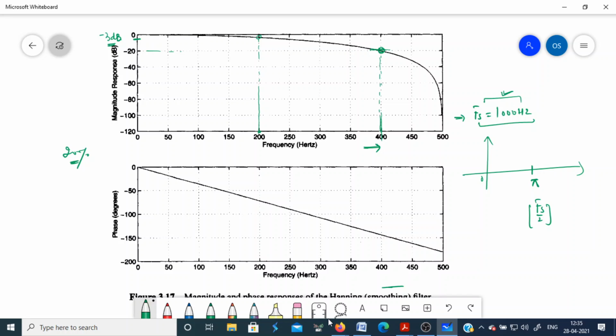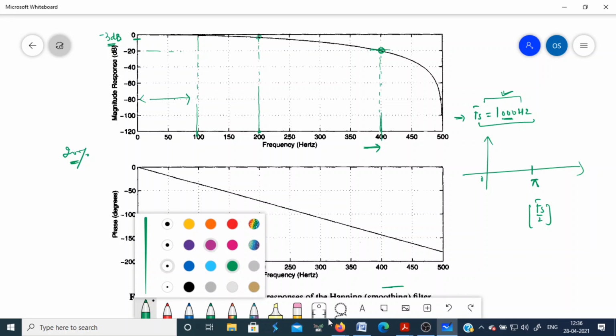But since ECG has frequency up to 100 hertz only, the clinical bandwidth is up to 100 hertz. It means all the frequencies are basically passed without much attenuation. So this is not at a sampling rate of 100 hertz. This is not an adequate filter for ECG processing.